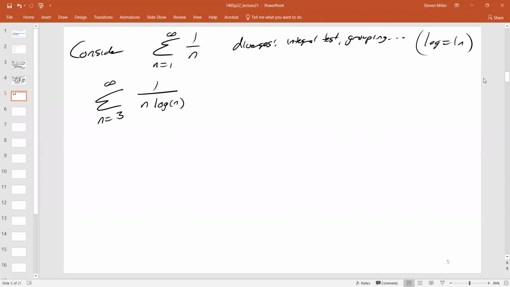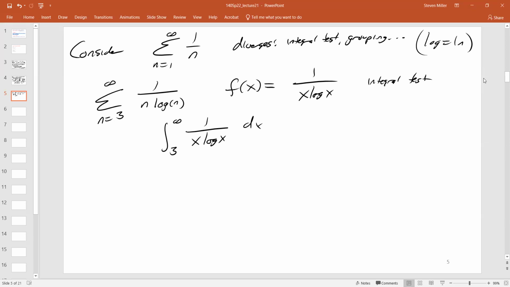Ratio test will not work. 1 over n, when we did the ratio test, gave us just 1 for the limit. You'll still get 1 if you have 1 over n log n. So let's do the integral test. So what would f of x be? Yeah, basically search and replace, try 1 over x log x, and use the integral test. So we'd have the integral from 3 to infinity of 1 over x log x dx.